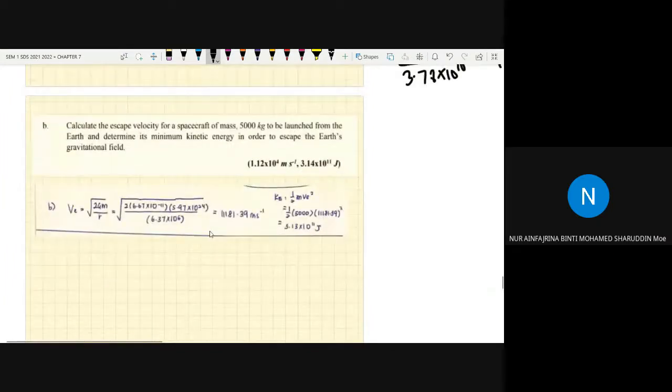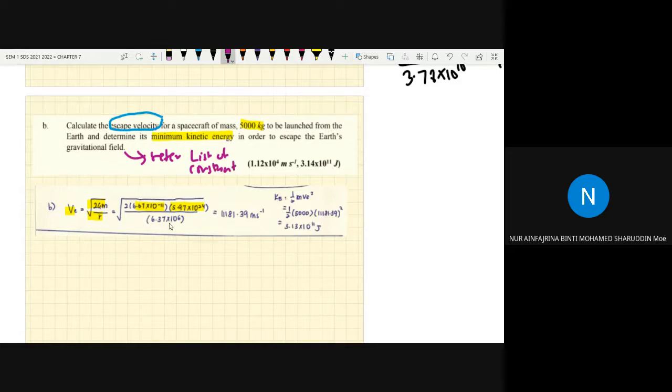Okay, last question before we proceed to objective. Calculate the escape velocity for a spacecraft of mass 5,000 kg to be launched from the Earth, and determine its minimum kinetic energy in order to escape the Earth gravitational field. So first of all, awak cari dulu escape velocity. This is the formula for escape velocity. And we know G is the constant 6.67 times 10 to the power of negative 11 and mass of Earth. Macam dekat sini, dia tak bagi mass of Earth, awak refer list of constant.